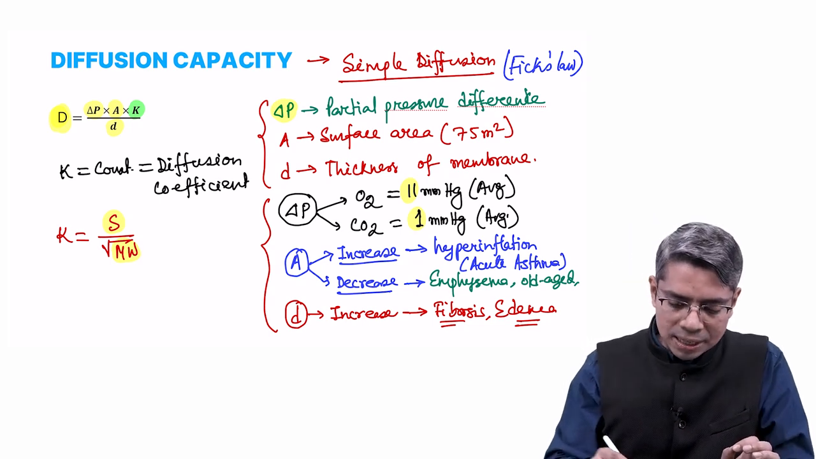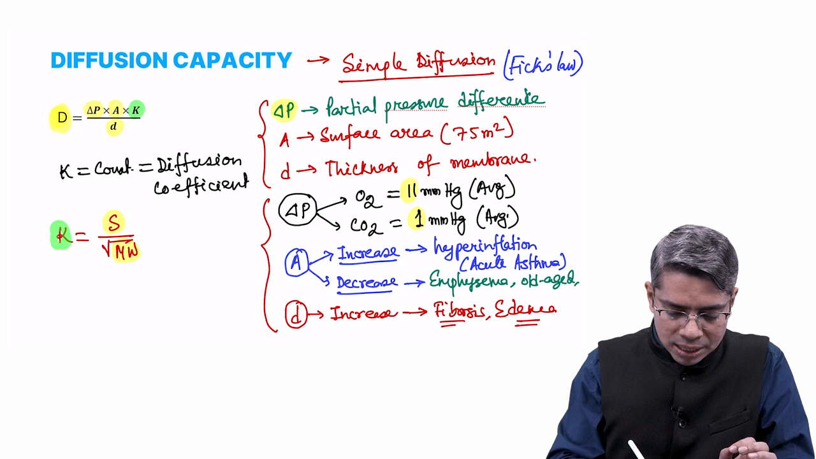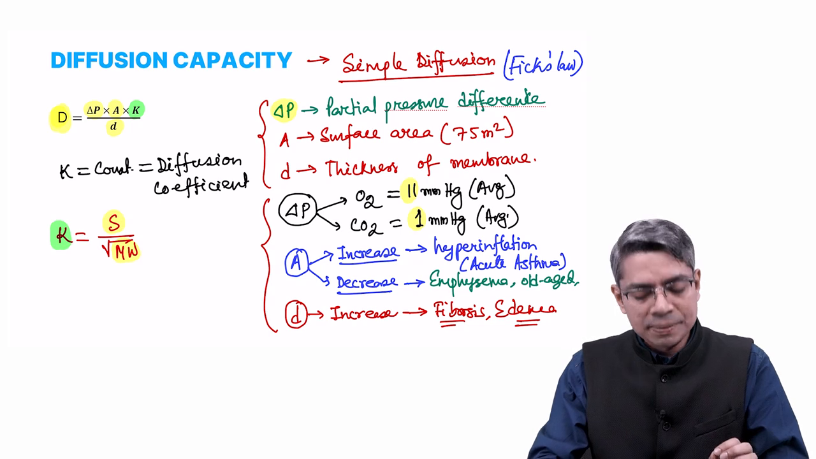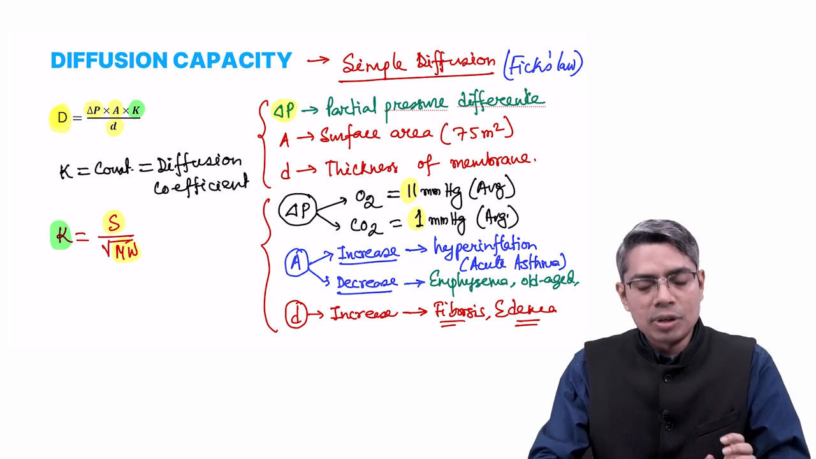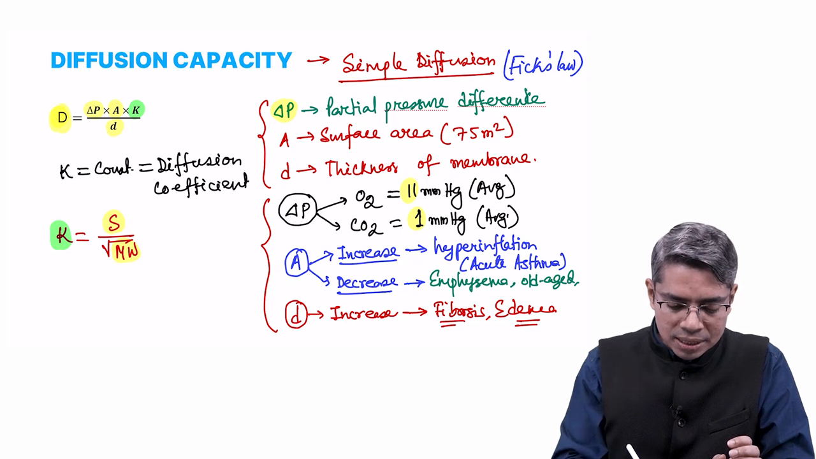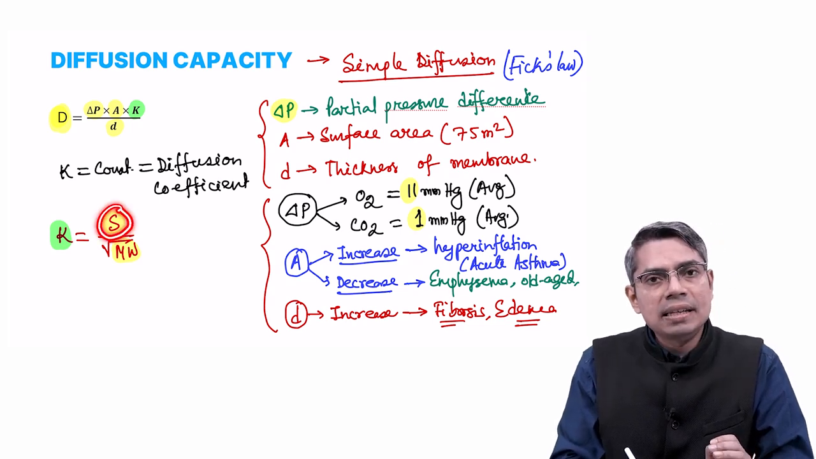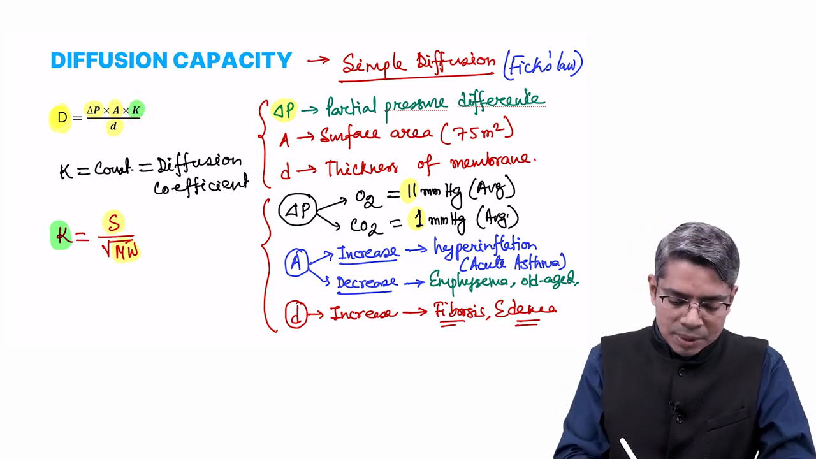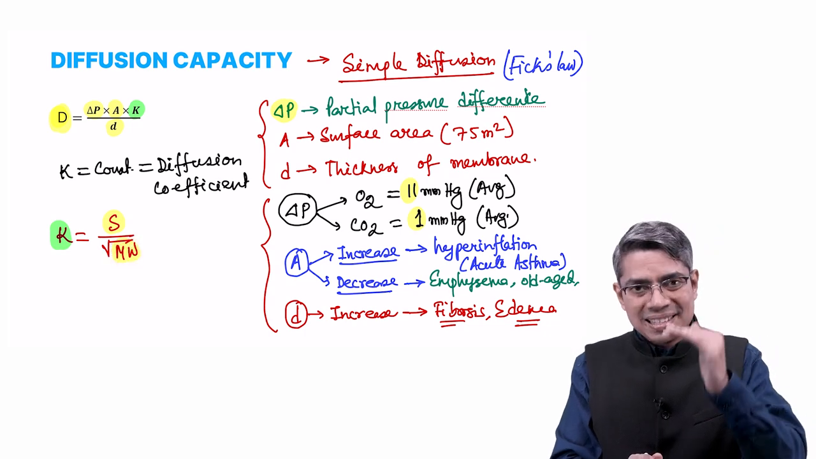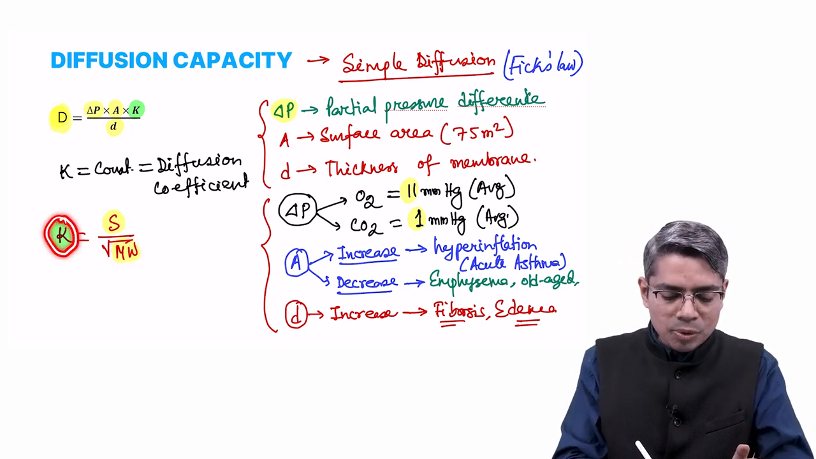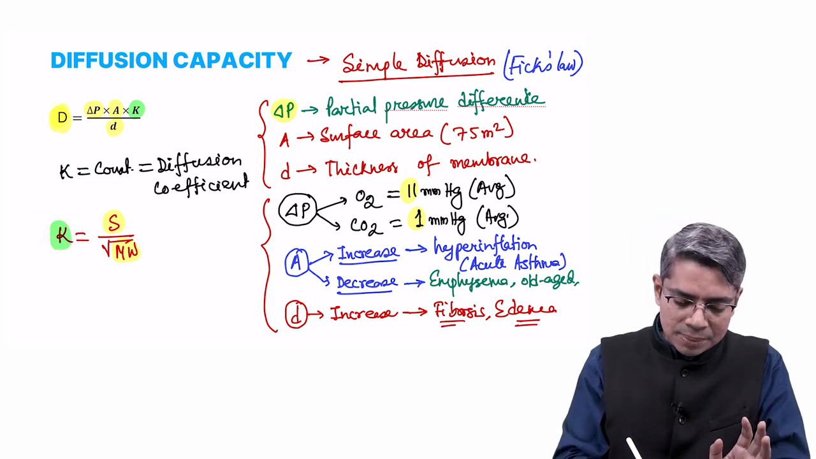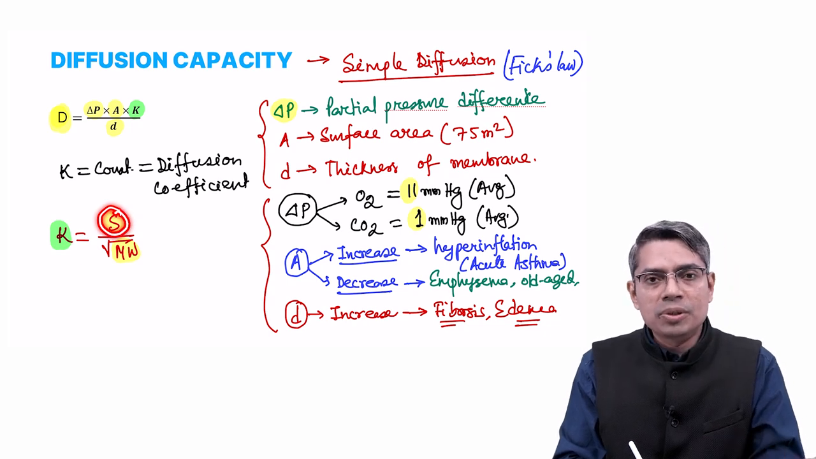So although we are saying that K is a constant, this constant also depends on two things. One is the solubility of the gas and one is the molecular weight. If the solubility of the gas in liquid is more, then obviously the diffusion capacity will also be more. And if the molecular weight of the gas is lesser, then the diffusion capacity will be more because K will increase in that case. So simple thing is that if the gas is more soluble, more diffusion will occur.